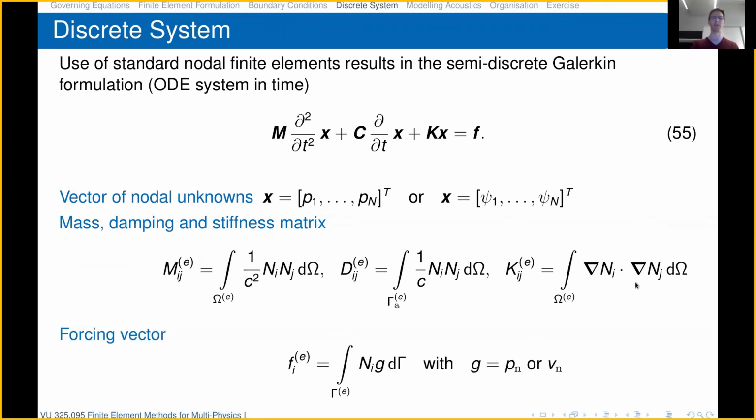On the right hand side, we have a forcing vector that comes from the inhomogeneous Dirichlet condition and Neumann conditions, and the system is of standard second order type. So we have an ordinary differential equation system in time, which we can solve in the time domain, for example, by forward integration in time.